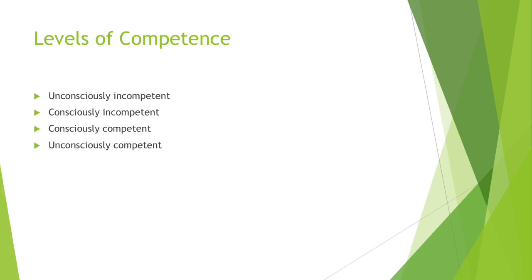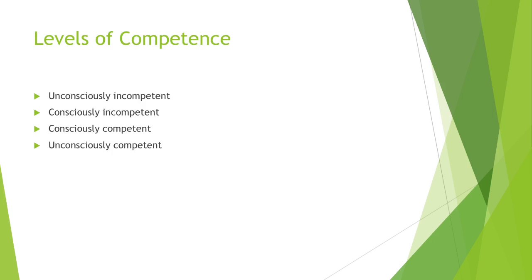So the very lowest level of competence is unconsciously incompetent. You don't know that you are not being effective and you are not being appropriate in a given situation. The next level up is consciously incompetent. You do know that you're not being effective and you're not being appropriate. And so you might ask for help on how to be more effective or be more appropriate in a given conversation.